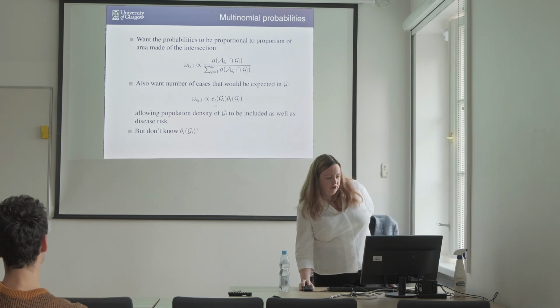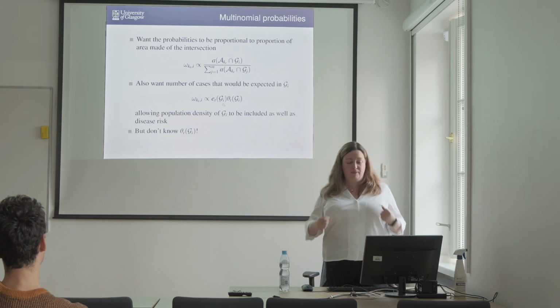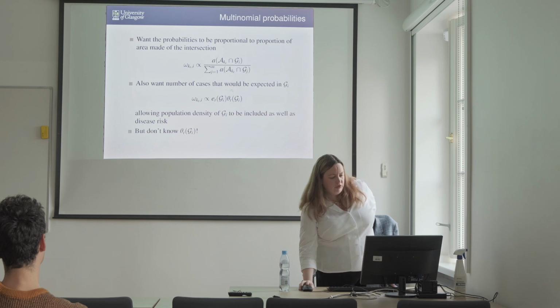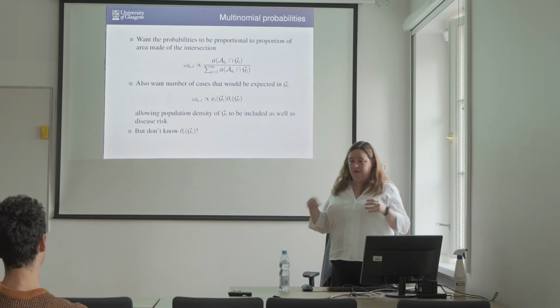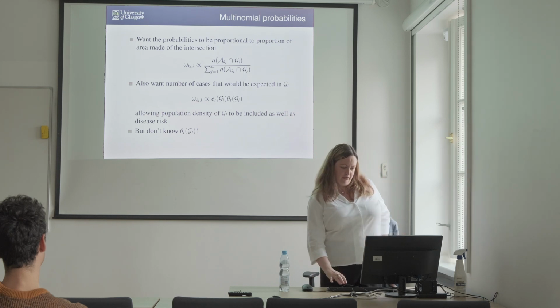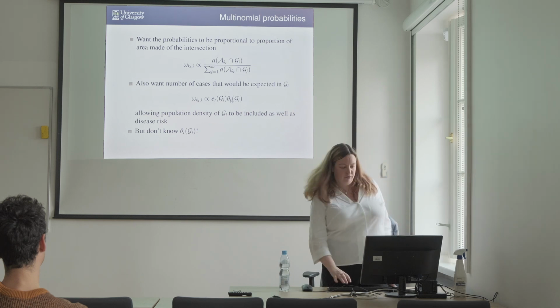And so we also want the number of cases that we would expect. So we want to keep that proportional to the expected counts. So this is where we run into problems. So assuming that we have a population density we want to include, because we know about the expected counts given the different demographics, we want to be able to say something about that. But we don't know the risk multiplying that expected count.